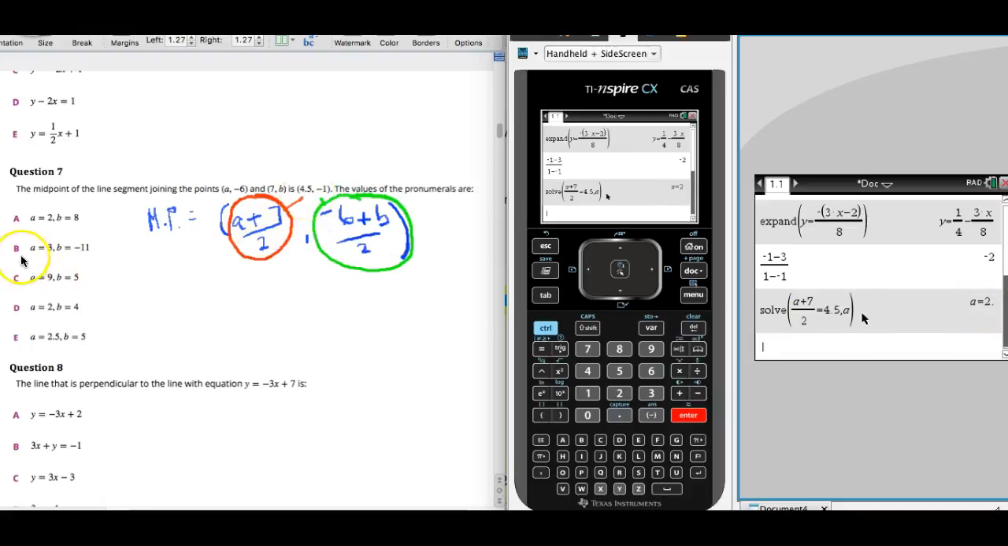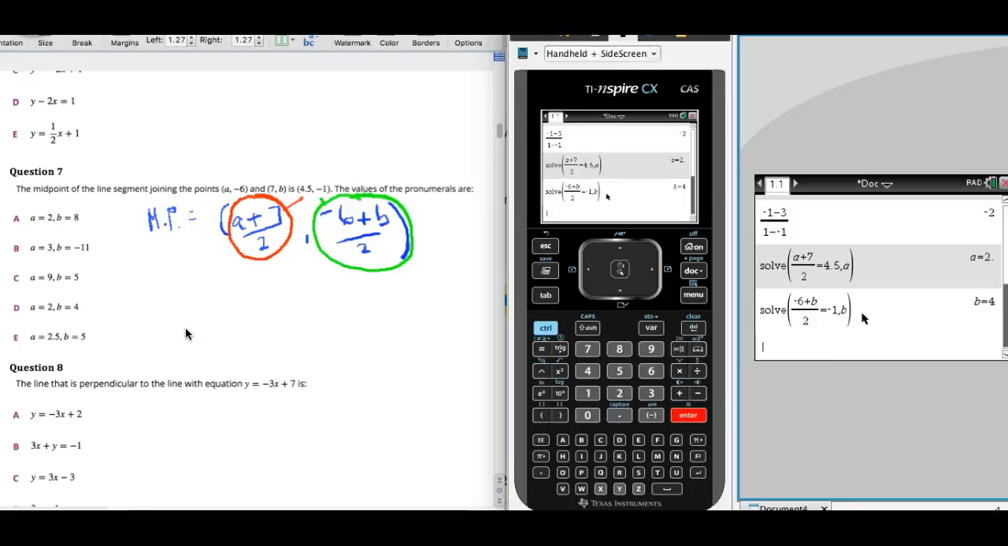Which ones can I delete? I can delete B, C, and E. So it's either A or D. So we've got a 50% chance of guessing it, but we don't need to guess it because we can actually work it out. All right, then we have -6. So I'm doing the green part now. And that is equal to -1, comma B. All right, B is equal to 4. So your answer is D.